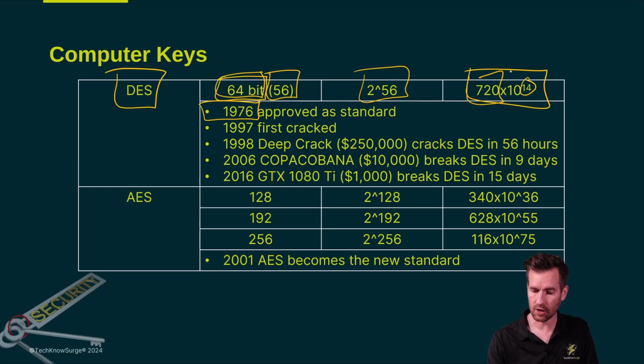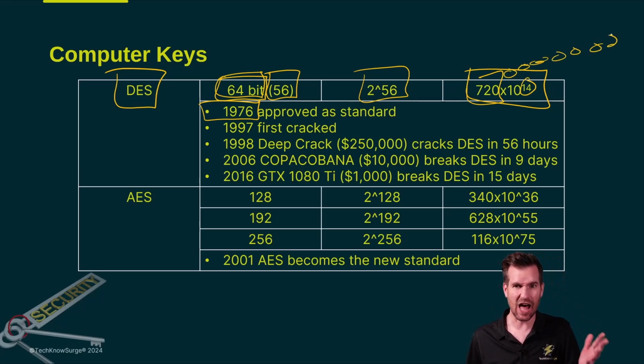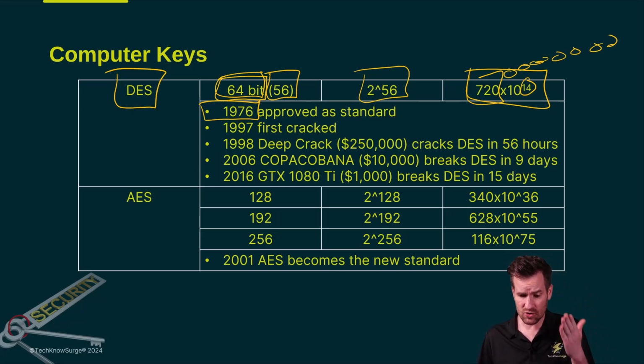So that is an incredibly large number. I'm not going to write all of the zeros out because it's a lot of zeros. I mean, this is a huge number. That's how many possibilities there are.